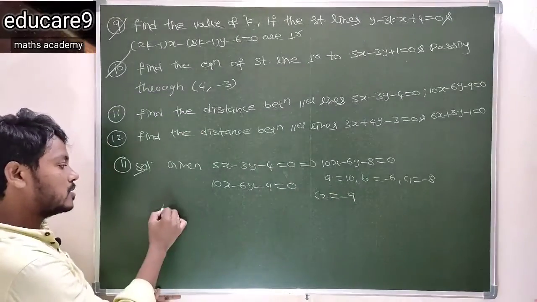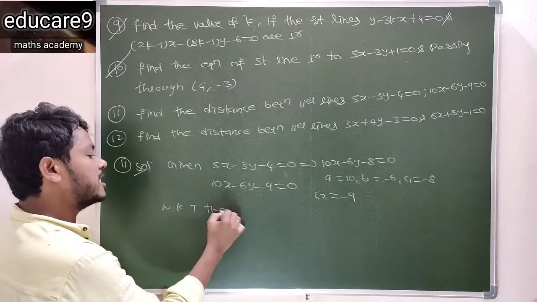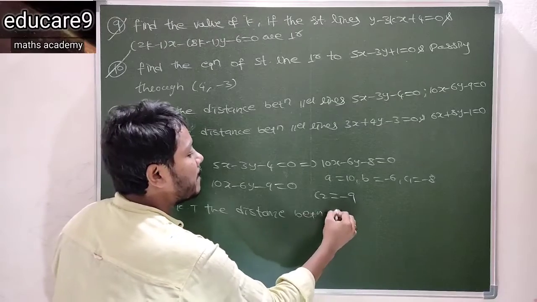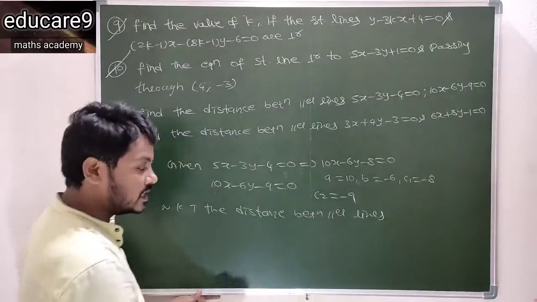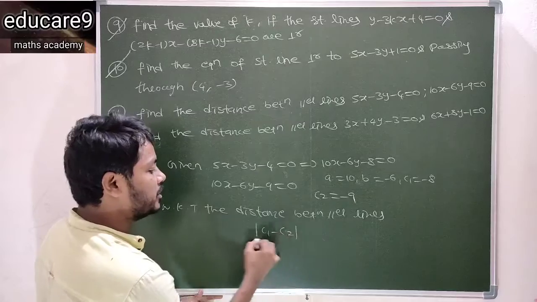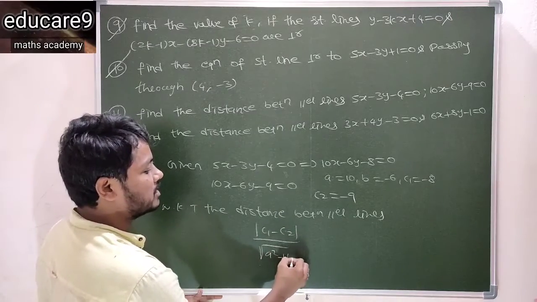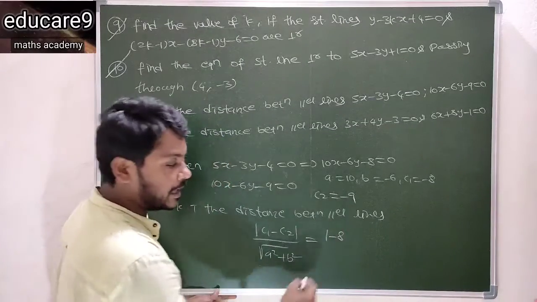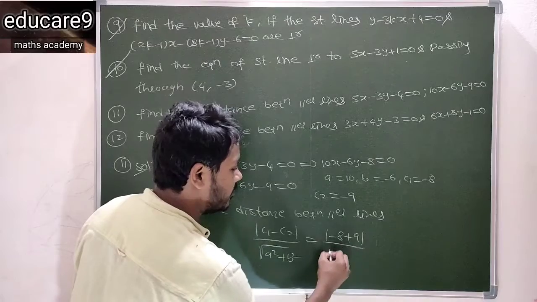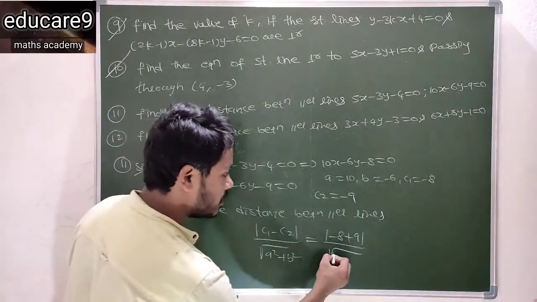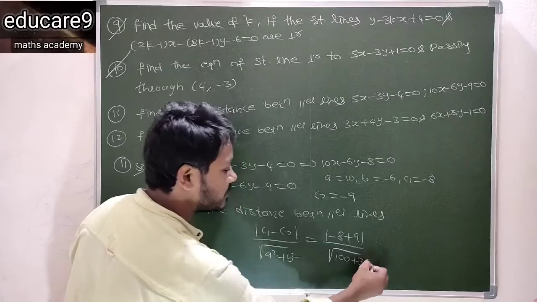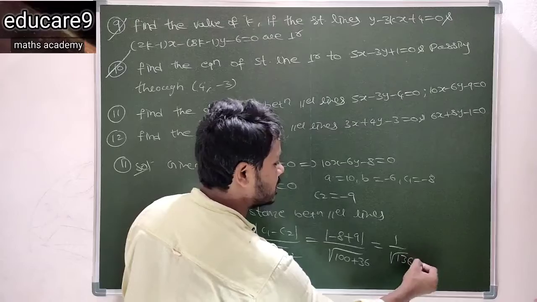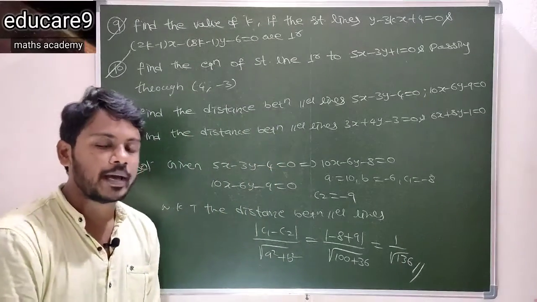So you know that the distance between parallel lines formula. So what is that? Modulus of c1 minus c2 by under root of a square plus b square. So what is c1 minus c2? So minus 8 minus of minus 9, so you will get plus 9, divided by root of a square plus b square. So 100 plus 36. So clearly, this is 1 by root 136. So this is the distance between two parallel lines.